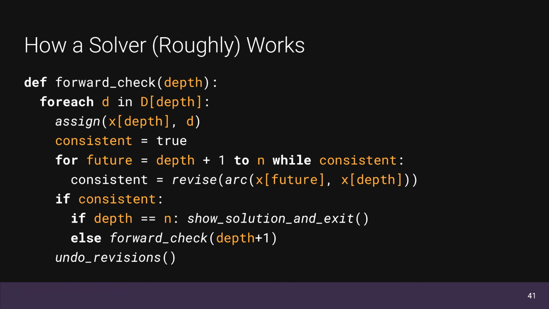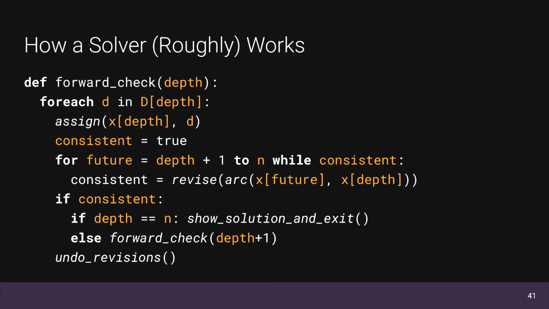and while it's consistent, i.e. while we haven't found any revisions that lead to an empty domain, we keep going through each of these and we keep revising the arcs from these future nodes to the current node, i.e. we keep revising the future nodes' domains to account for the assignment we've just done.